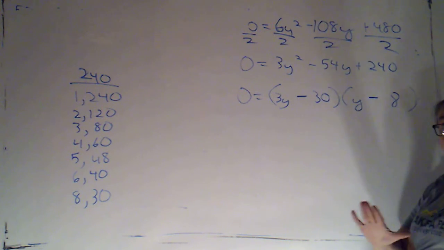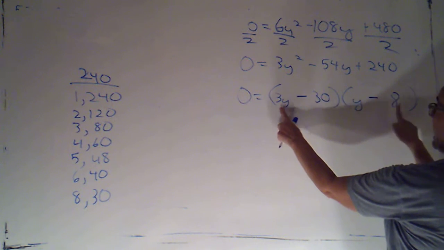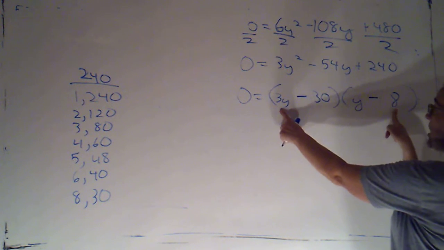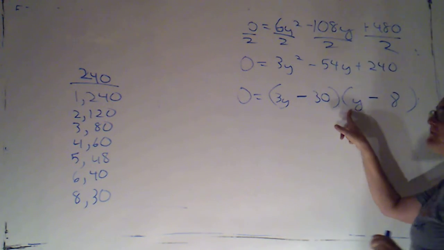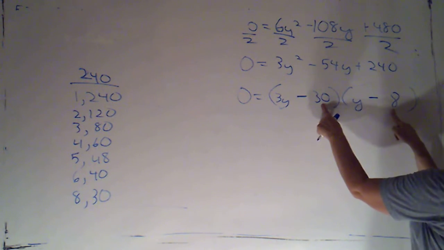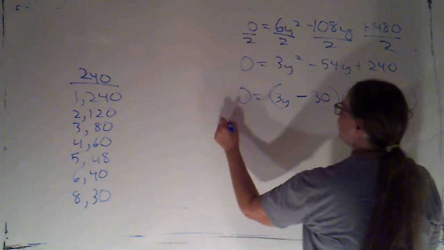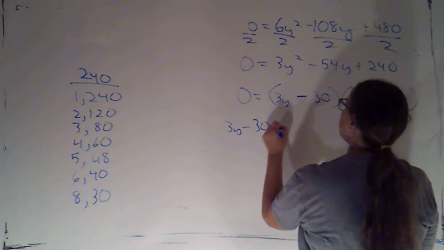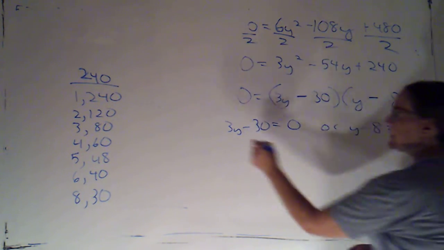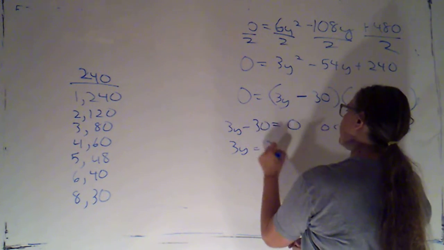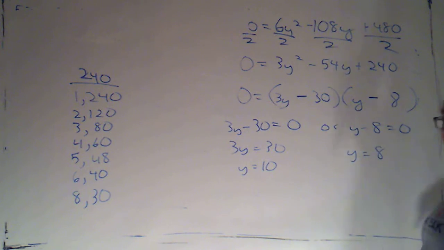Let's do a quick double check. First terms give me 3y squared. Outsides are negative 24y. Insides are minus 30y. Those combine to give me my negative 54y. Last terms give me plus 240. Nice. Okay. So 3y minus 30 equals 0, or y minus 8 equals 0. This would mean 3y equals 30, so y equals 10. And this would mean y equals 8.